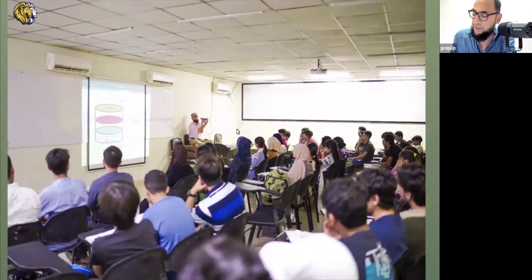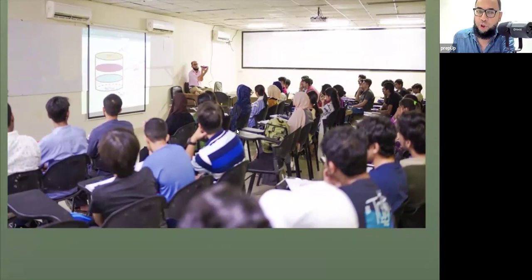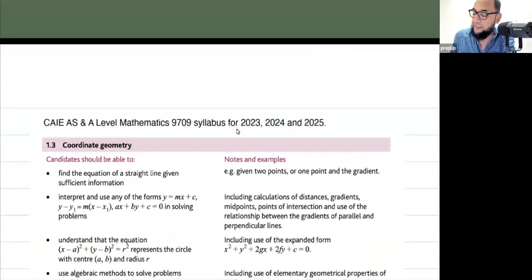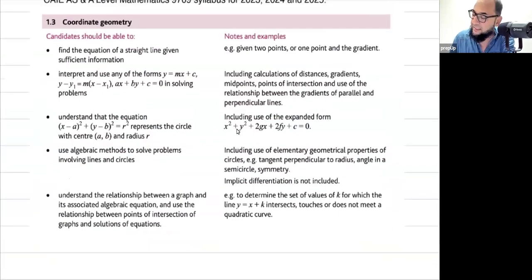The second part is about the equation of a circle. It has to do with circles and with lines. Now, what exactly is written in the syllabus? In the coordinate geometry syllabus, we are interested in point 3 and point 4 and a little bit of point 5.